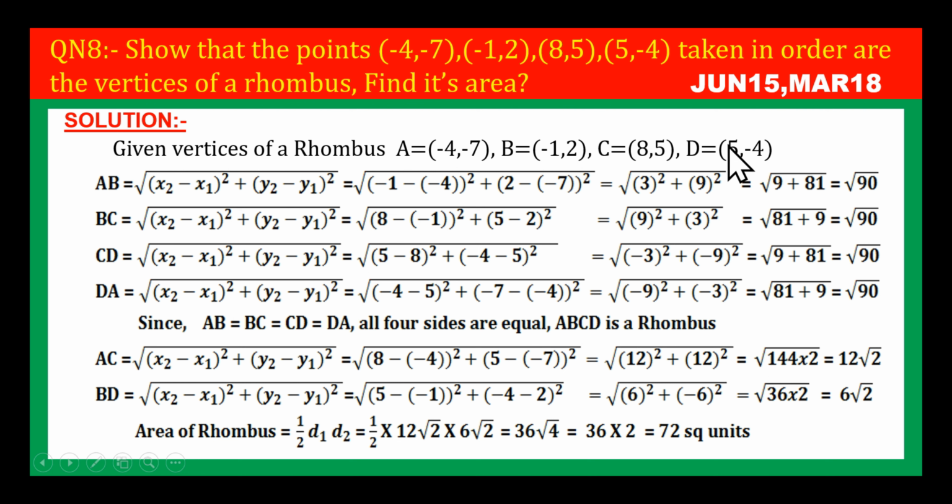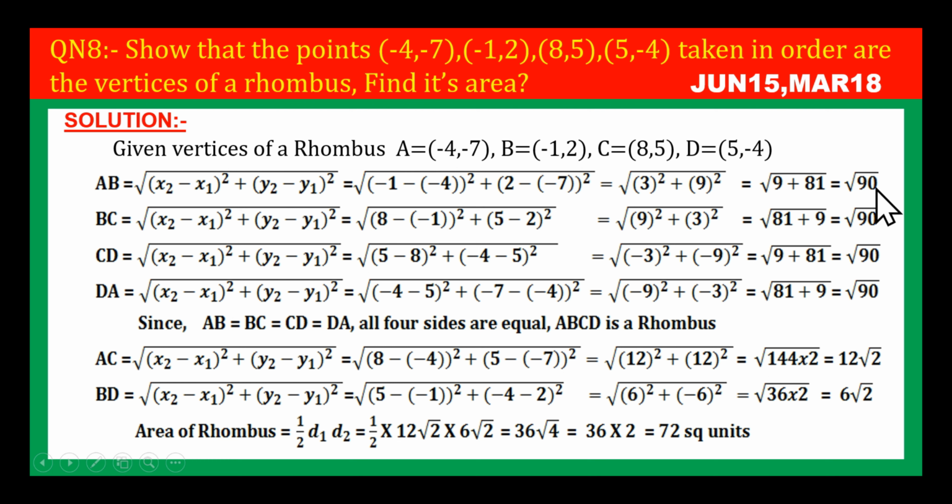x2 minus x1 means (minus 4 minus 5) whole square, plus (y2 minus y1) whole square, (minus 7 minus of minus 4) whole square. Minus 4 minus 5 is minus 9 square, plus minus 7 minus of minus 4 is plus 4, minus 7 plus 4 is minus 3 whole square. Minus 9 whole square, minus into minus is plus, 9 nines are 81. Minus 3 whole square, minus into minus is plus, 3 square is 9. 81 plus 9 is again 90 units.